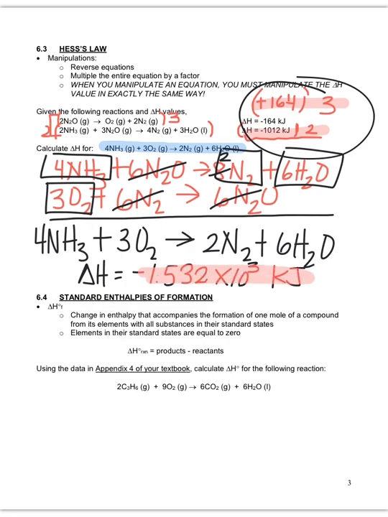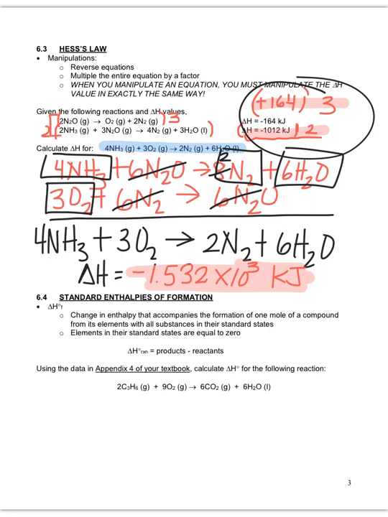Now, some of you are probably wondering, oh, I didn't get that answer. But remember this is in scientific notation. So if it's to the third power, that means you're going to move this decimal 3 places to the left. Okay, so that is how you do Hess's Law. Once again, that was review.